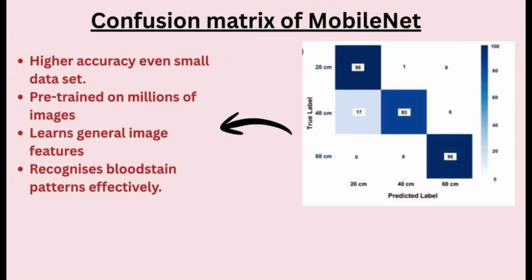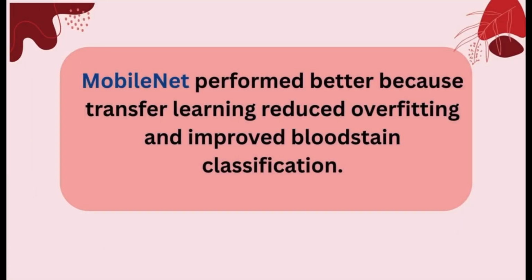Then, moving to MobileNet. In contrast, MobileNet achieved much higher accuracy. This model had already learned general image features before being trained with bloodstain images, allowing it to recognize patterns more effectively even with a relatively small dataset. Overall, MobileNet performed better because transfer learning reduced overfitting and improved bloodstain classification.